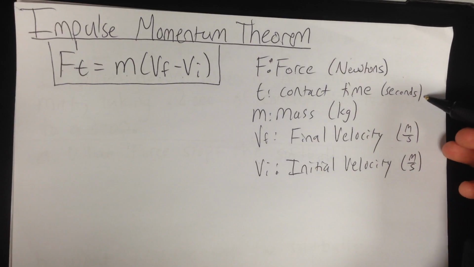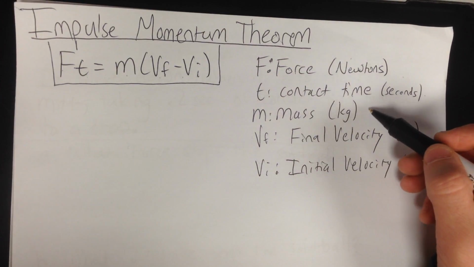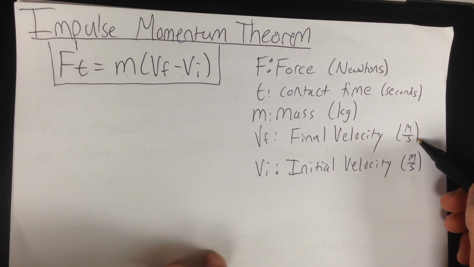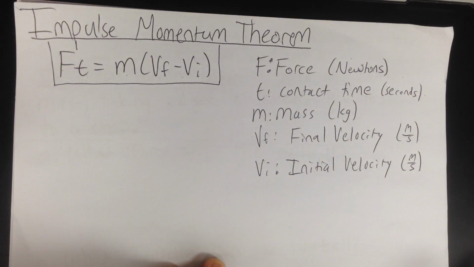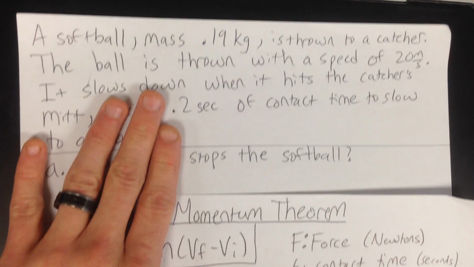Alright. So here I listed the variables and all of their units. Force is newtons, contact time, that's T, is seconds, mass is kilograms, final velocity is in meters per second, and so is initial velocity. Alright. Just going to shift that down.